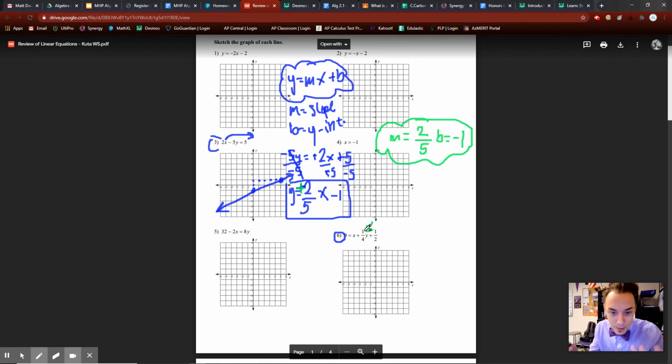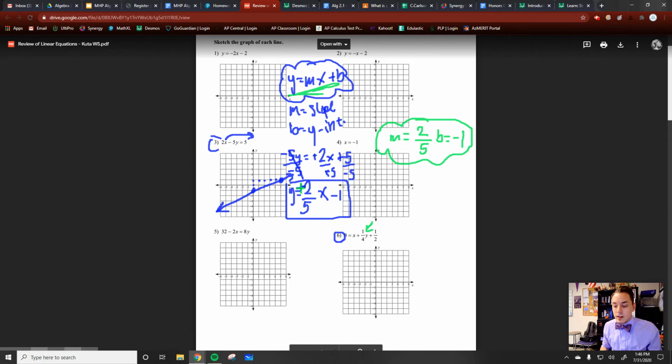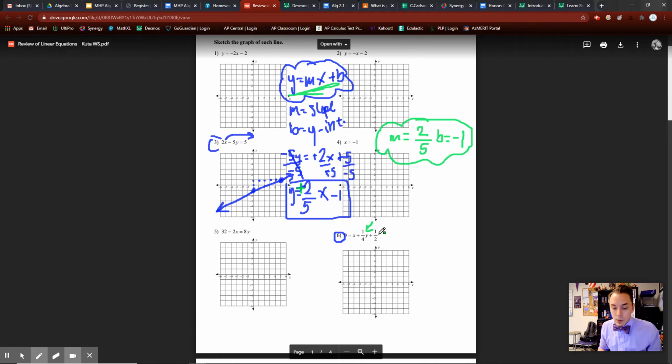Is because I need y by itself. Okay, remember this. I need y by itself. So how do I get y by itself? Well, this is a constant here, the 1/2. So I actually need to move my constant over. I need to move that 1/2 over to the other side here.